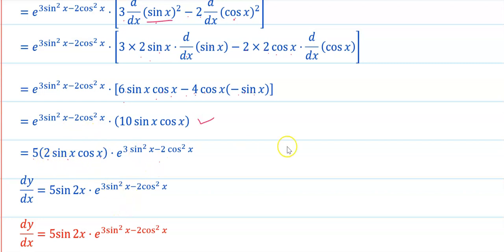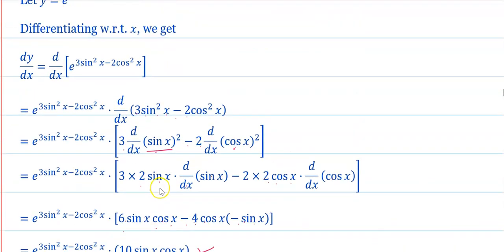Now what is the 2 times? Now there is one more formula. What is that? 2 sin theta into cos theta, and that is nothing but sine of 2 times theta. And similarly here 2 sin x into cos x is sine of 2x, and 5 is as it is here. And hence dy by dx is equal to 5 into sine of 2x into e raised to 3 sin square x minus 2 cos square x, and this is the derivative.